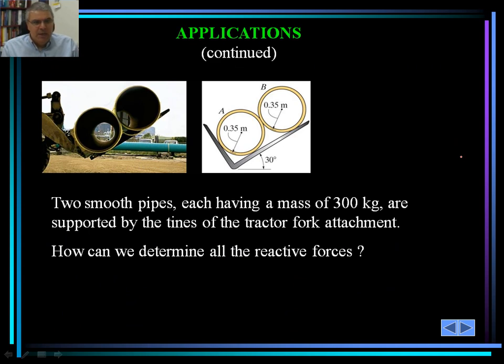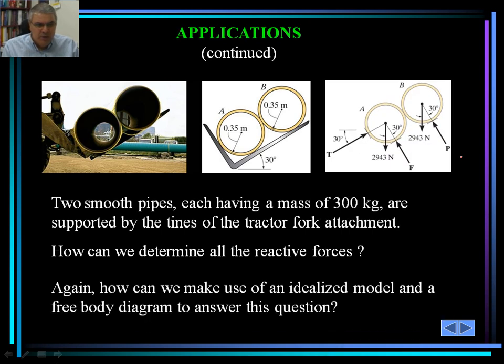Another application: think of two smooth pipes, such as those that are shown in this picture, each having a mass of 300 kilograms. They're supported by the fork attachment of the tractor, and of course we need to be able to determine all the reactive forces. Again, how can we make use of an idealized model and a free body diagram to answer this question?